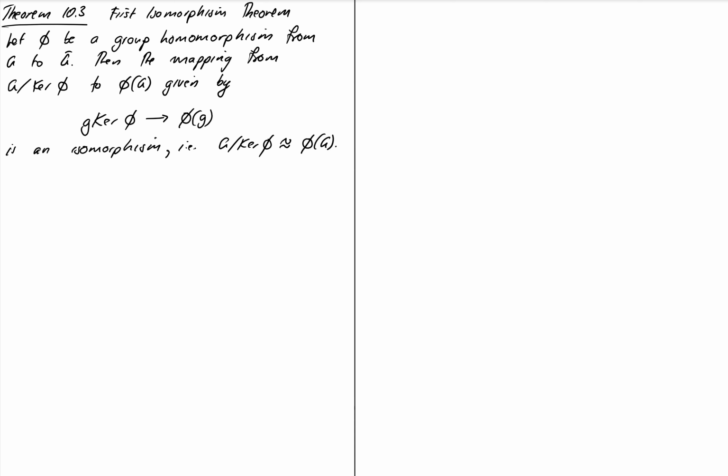Okay, so here's the theorem. It's the first isomorphism theorem, and it says if we've got a homomorphism phi from G to G bar, then we can define a mapping from the factor group of G by the kernel of phi to phi of G, which is the set of all things of G mapped through phi, called the homomorphic image of G. The mapping is: you take an element little g, form its coset g kernel phi, and you map that coset to phi of little g itself. The theorem says that this mapping is an isomorphism, which means that the factor group G over the kernel is isomorphic to the image of G through phi.